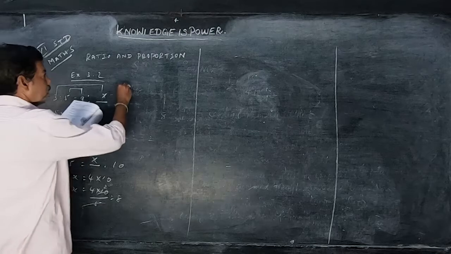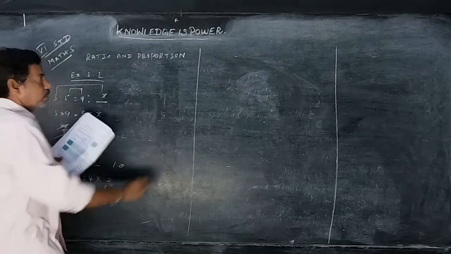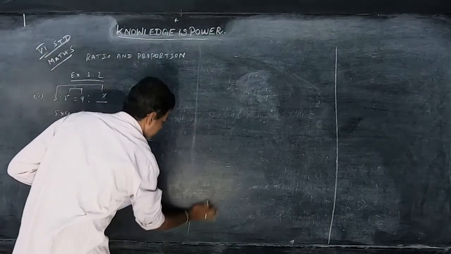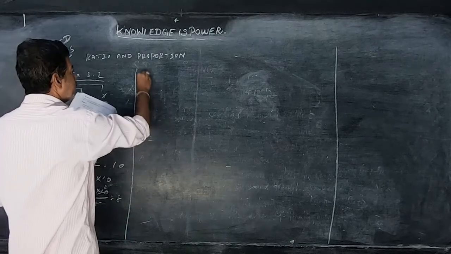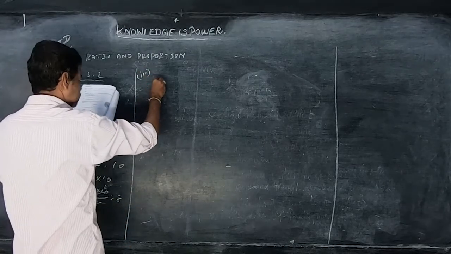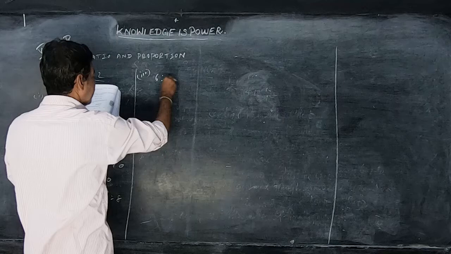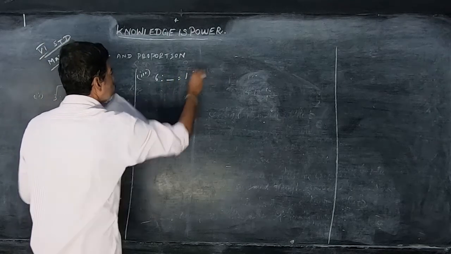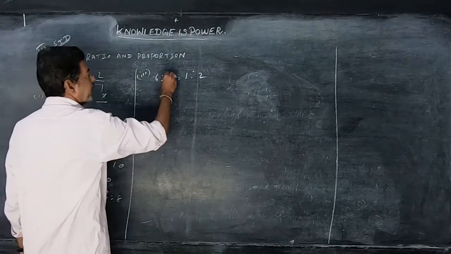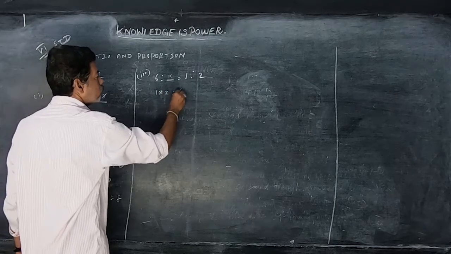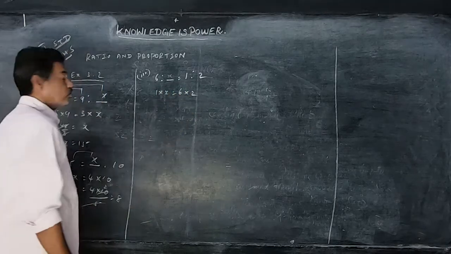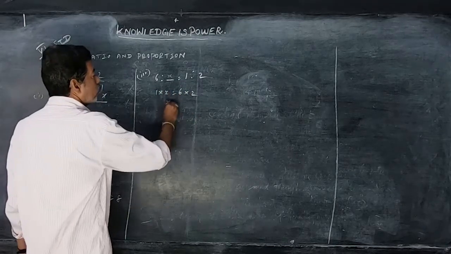Next, third one. Okay. Now question number 3. 6:2 dash equal to 1:2. 1:2. இங்கே dash இருக்கோ அது x நினச்சிக்கோ. Okay. 1 into x equal to 6 into 2. So x equal to what?